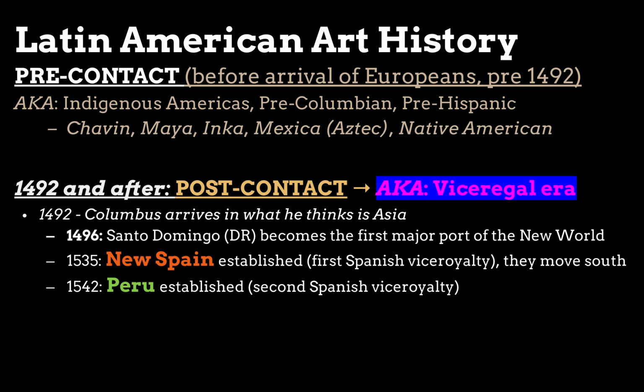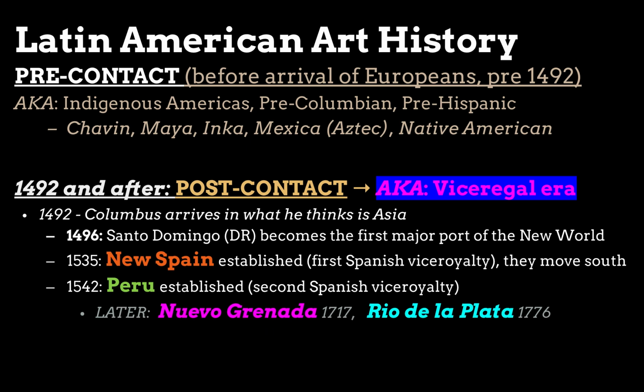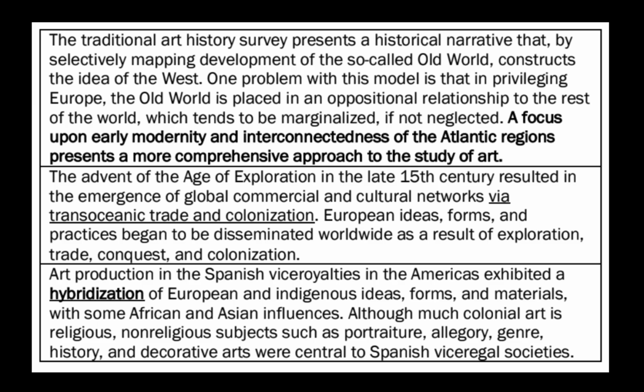In 1542, not even 10 years later, they established their second viceroyalty, Peru, which was much bigger than the country we now call Peru. It was pretty much the entire western coast of South America. And then around 1700, the Spanish viceroyalties get reorganized, and they decide to make them a little bit smaller and more manageable. So they create 2 new ones out of the pre-existing territory, Nueva Granada and Rio de la Plata.